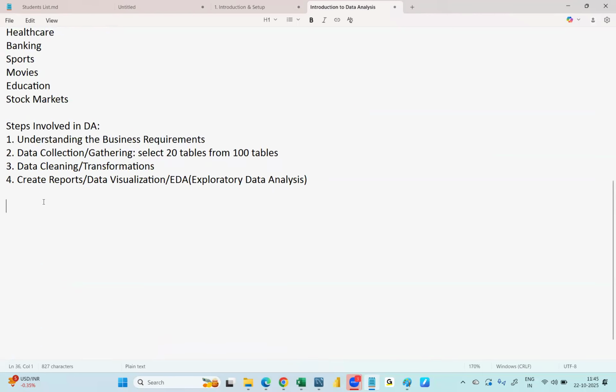So once the reports have been generated, I'm going to share them with the clients, and this step is also called data storytelling. What is data storytelling? In the sense, I'm going to tell some story based on the data.